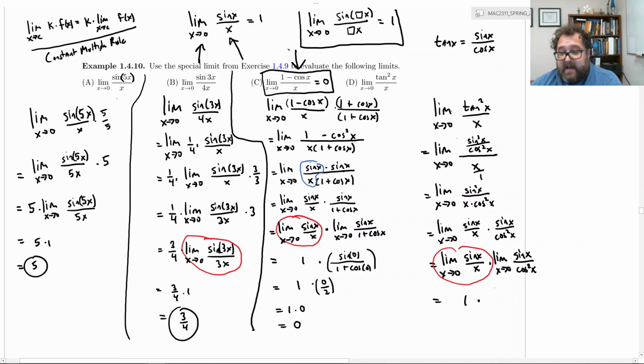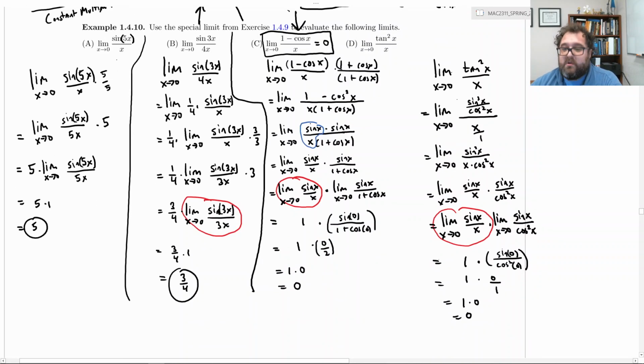It is, well, sine of 0 over cosine squared 0. But what's sine of 0? Sine of 0 is indeed 0. What's cosine squared 0? That's 1. So we get 1 times 0 over 1. 1 times 0 equals 0. Okay, so that limit was indeed equal to 0.